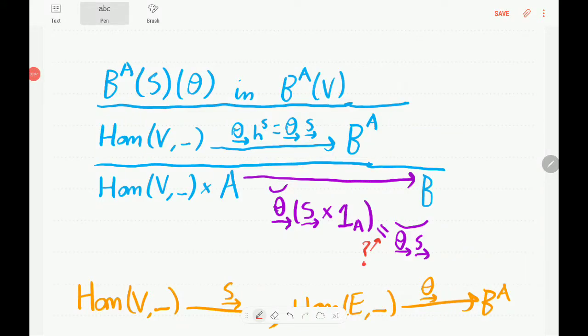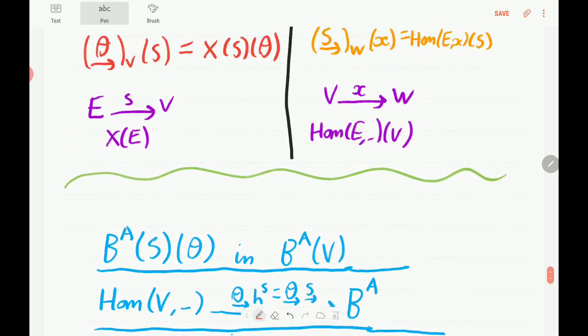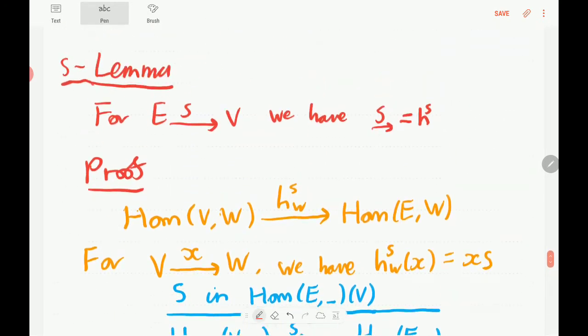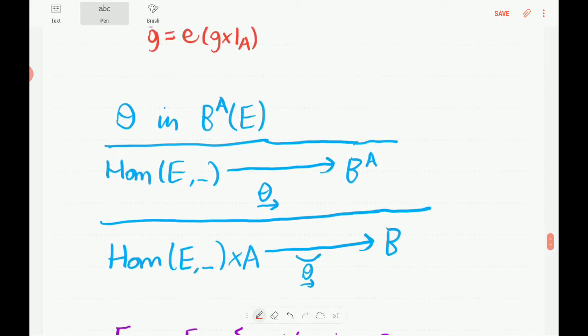So, okay, we're really trying to understand how this S action is working in our exponential object, b to the power of a. So, supposing we have some theta, which is an E-type figure of b to the power of a, and we've already seen that this corresponds to this arrow theta under arrow anti-transposed, which is an arrow from hom(E, blank) times a to b. And this is really what we're actually going to be computing, because this is the kind of thing we can get our hands on.